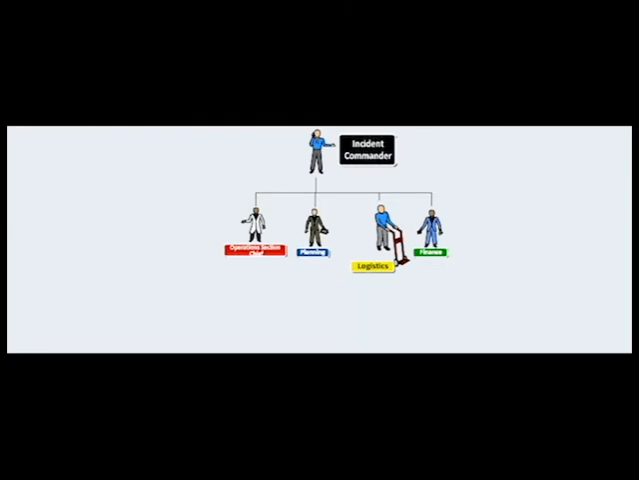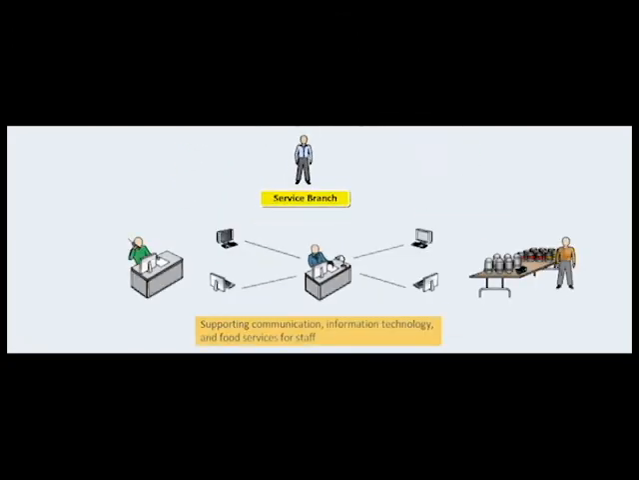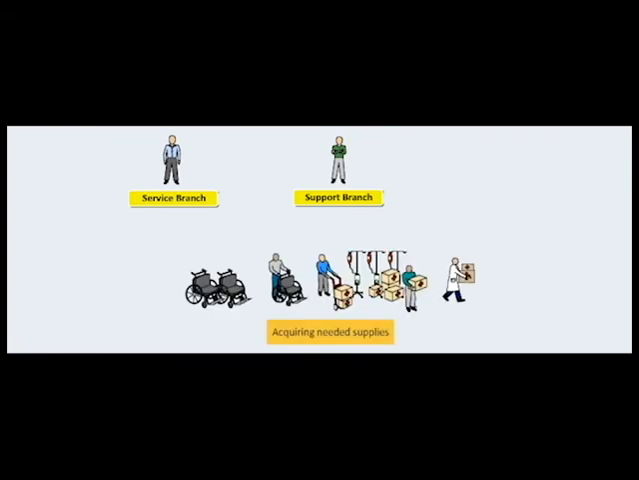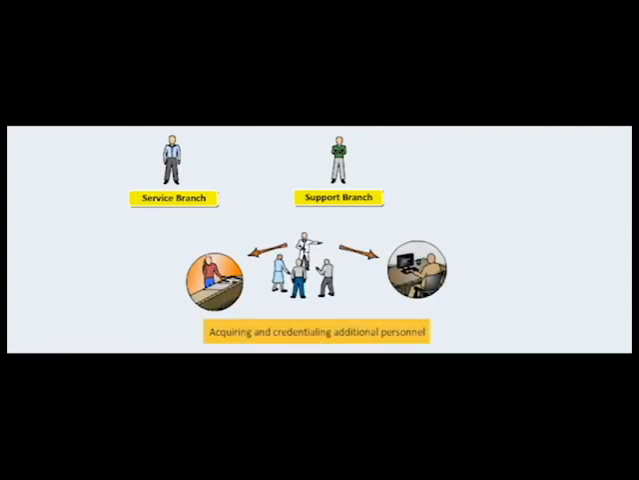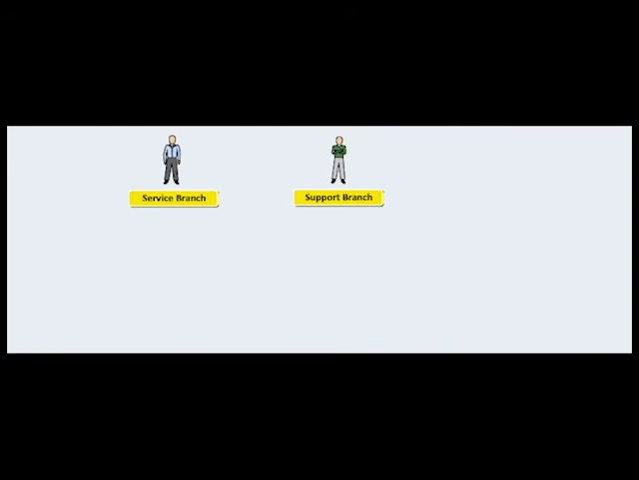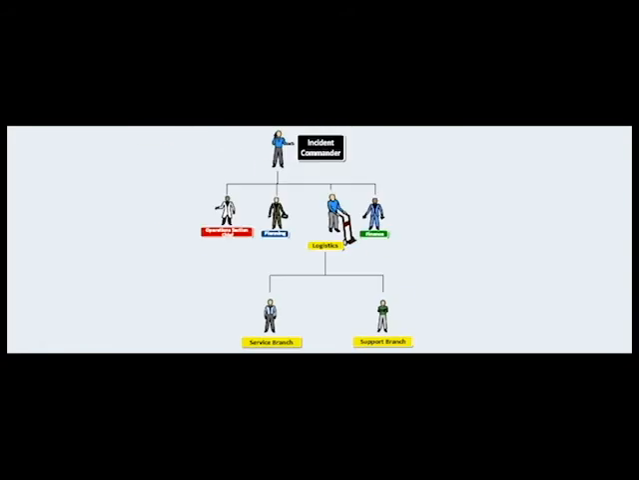The Logistics Section is responsible for all support requirements and can be subdivided into 2 branches. The Service Branch is responsible for supporting communication, information technology, and food services for staff. The Support Branch is responsible for acquiring needed supplies, coordinating internal and external transportation needs, and acquiring and credentialing additional personnel. In addition, the Support Branch coordinates employee and behavioral health and staff family care. When activated, each service and support unit would have a unit leader providing command and control.